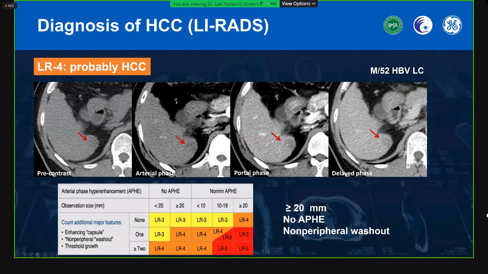How about this lesion? On CT, the nodule larger than 2 cm shows no arterial enhancement, but low attenuation on portal phase compared with the adjacent liver parenchyma, which is non-peripheral washout. So according to the table, this nodule can be categorized as LR4.